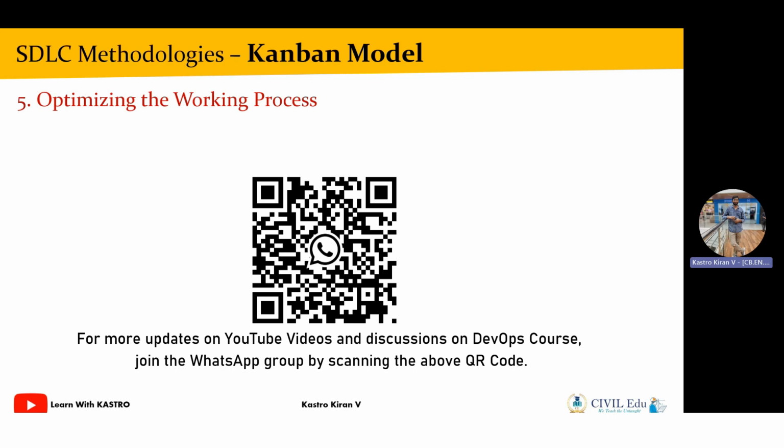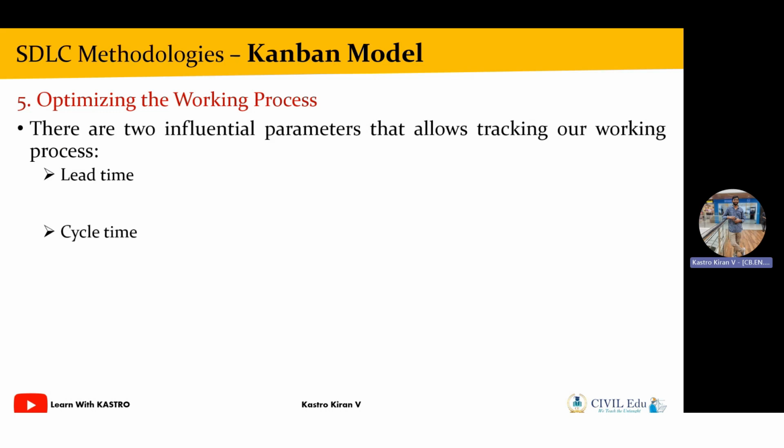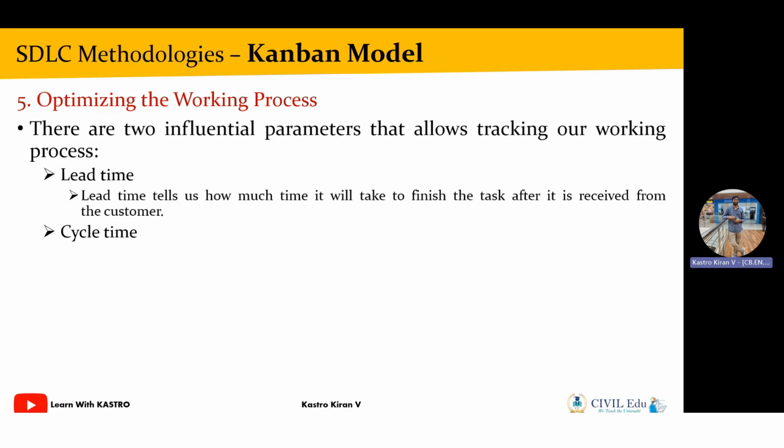And the next step is optimizing the working progress. Here, we basically use two types of parameters to track our working process. The first one is called lead time, and the second one is called cycle time. Lead time basically tells us how much time it will take to finish the task after it is received from the customer. That's called lead time.